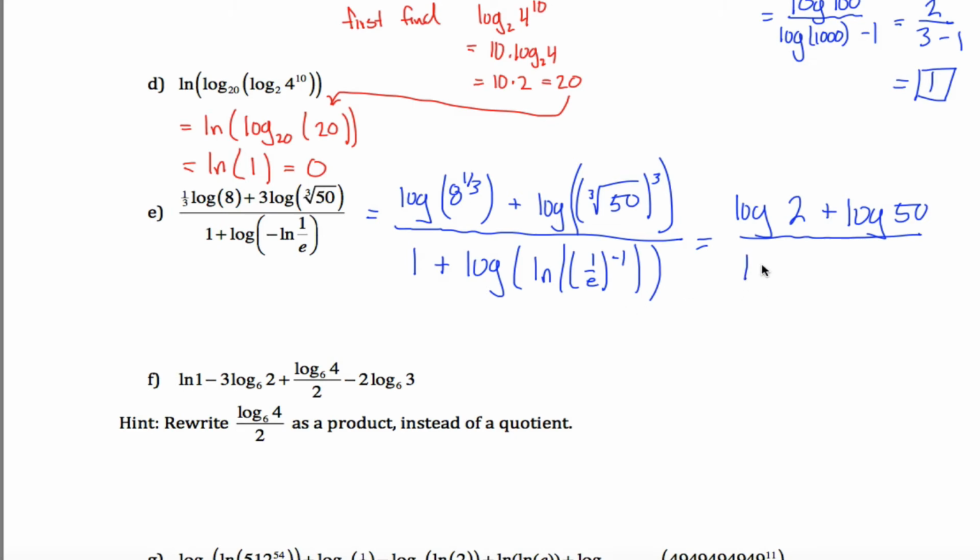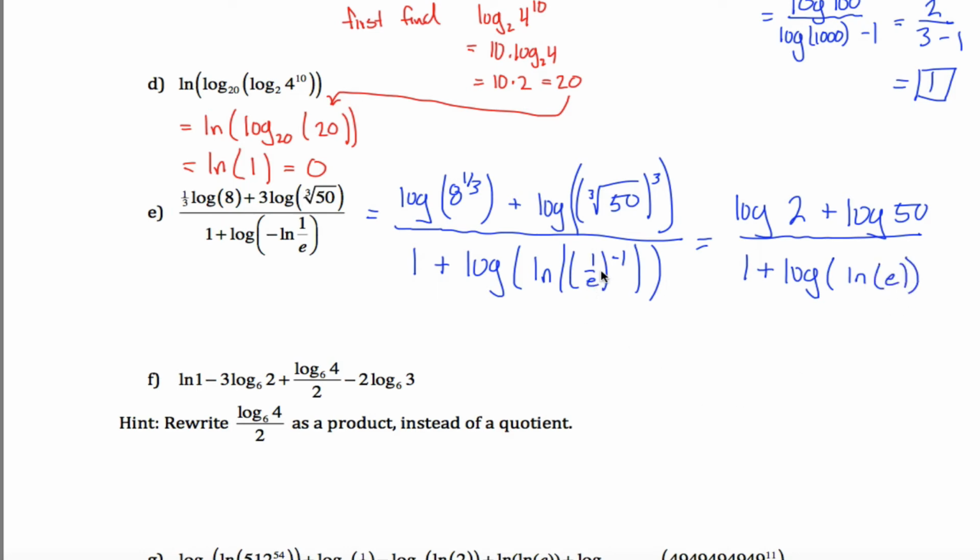And down on the bottom, I got 1 plus the log of, and then 1 over e to the negative 1 power is just e. And the natural log of e is just 1. Should I show another step there? Yeah.